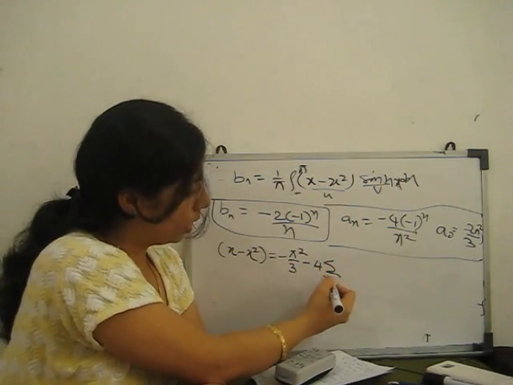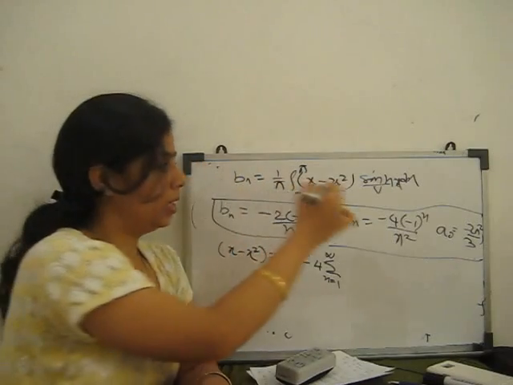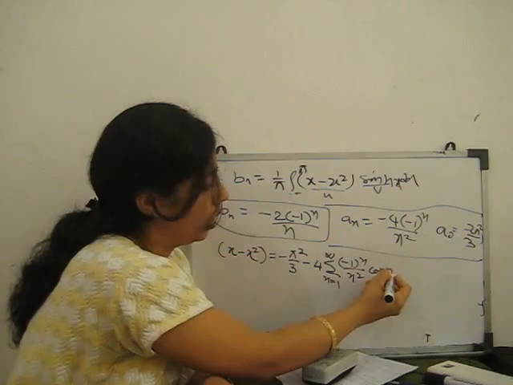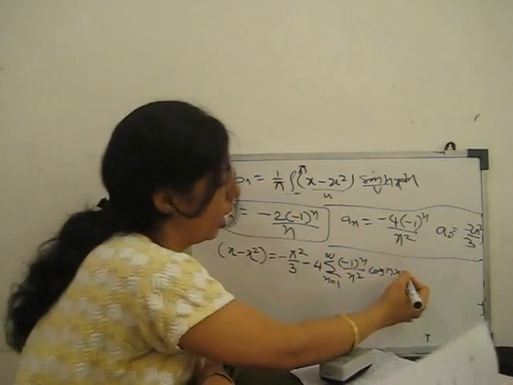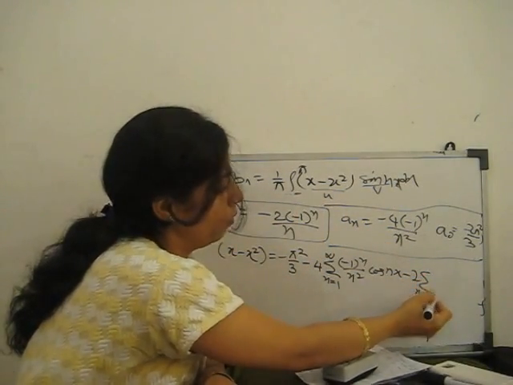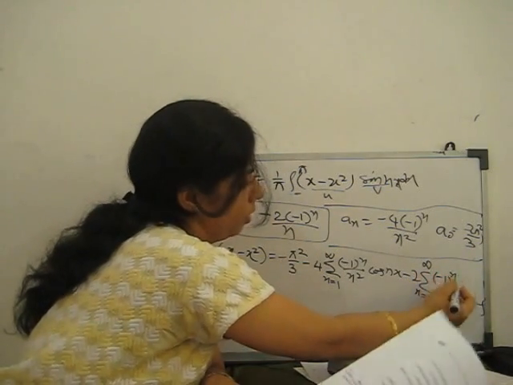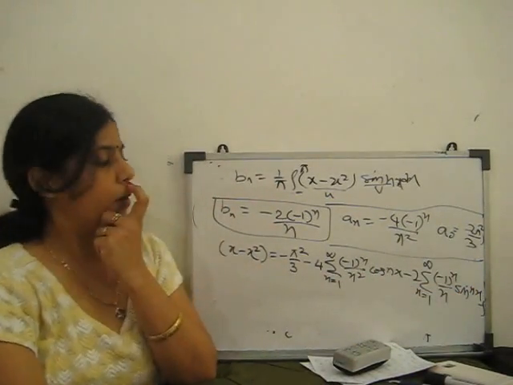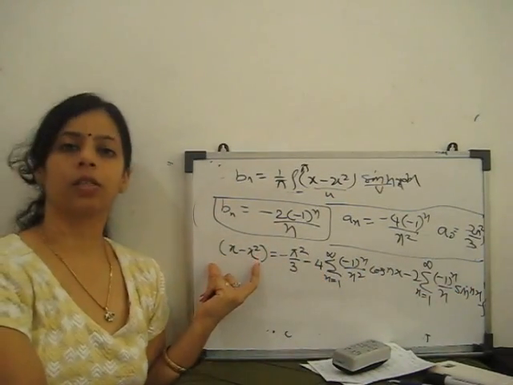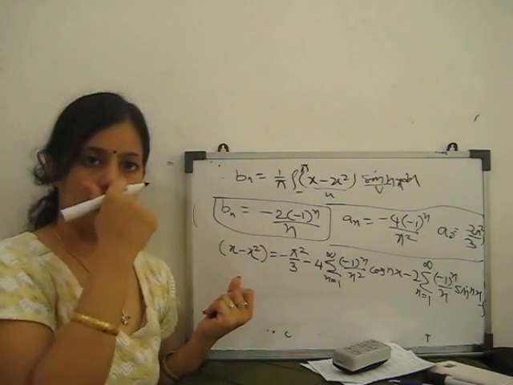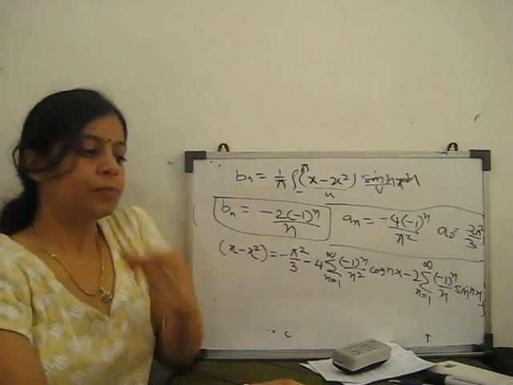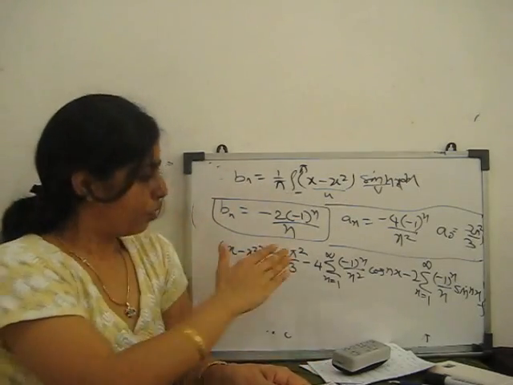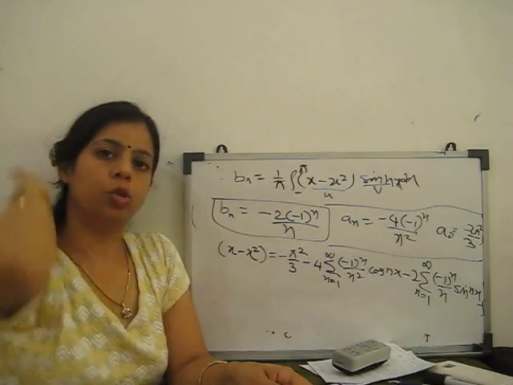4 taking outside, summation going from 1 to infinity, minus 1 to the power n upon n square cos nx. Again minus 2 summation n going from 1 to infinity, minus 1 to the power n upon n sin of nx. This is our general form of Fourier series for this function. Next we have to find one particular series. For that, we substitute some value of x. First we have to expand this and then substitute the value of x.